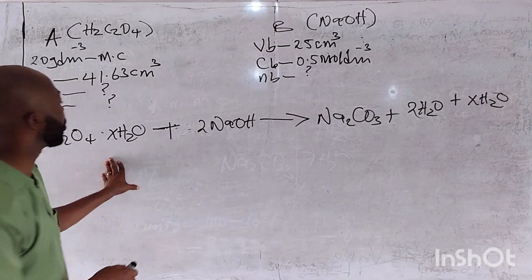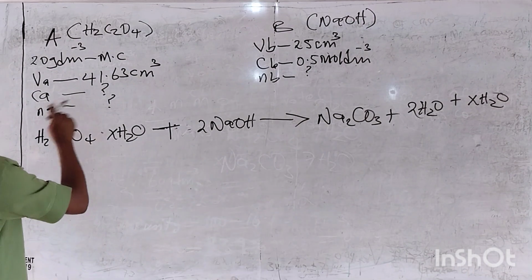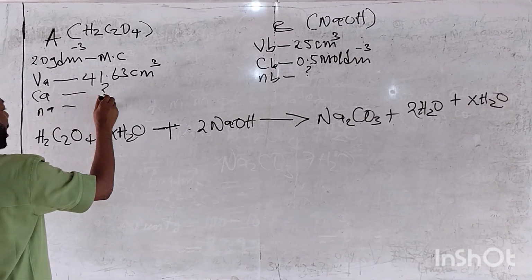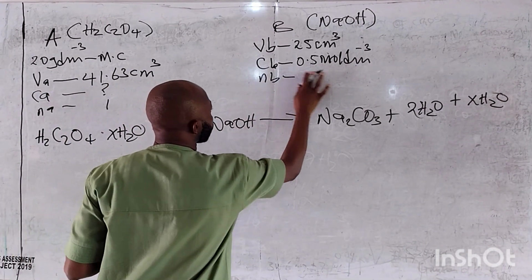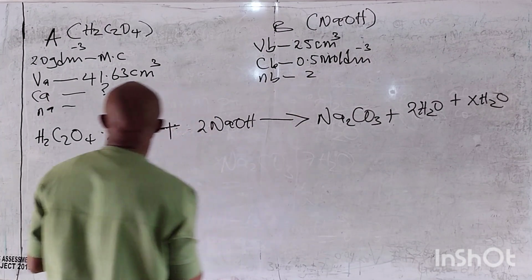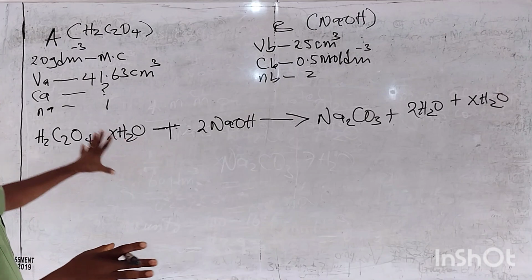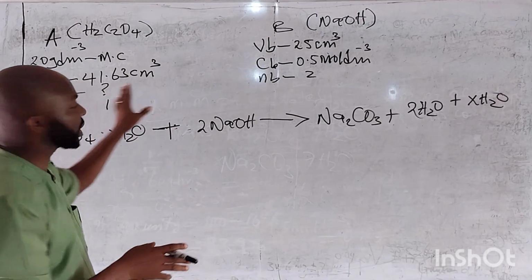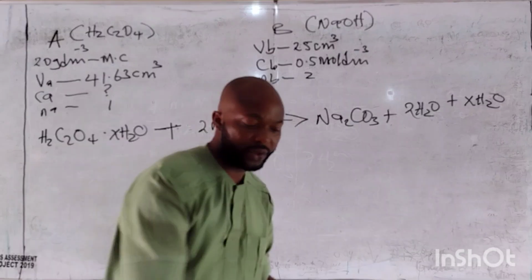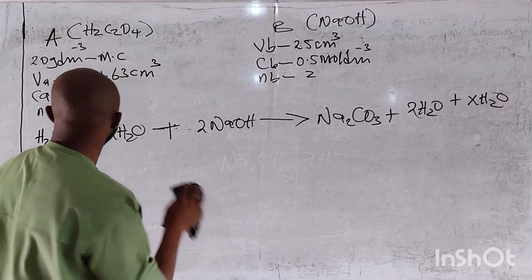The acid here is 1 mole, the base is 2 moles. So we put our number of moles of acid, NA, as 1, and the number of moles of the base, NB, as 2. So from here we can proceed further. The major reason why they give us this is so we're able to establish our NA and our NB. So let's proceed.